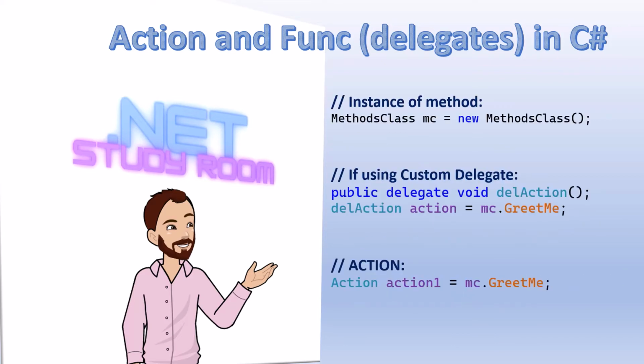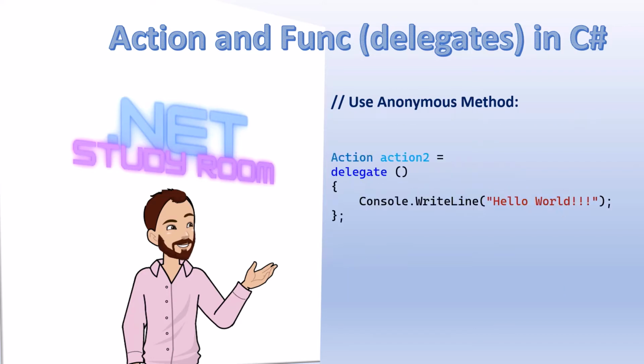First one is to associate an existing method directly with the assignment operator to an object of action type. So, let's declare a variable of action type: Action1 equal to, and the method name. Notice here that you did not have to first declare a custom named delegate type, and instead you are using a predefined delegate, action.